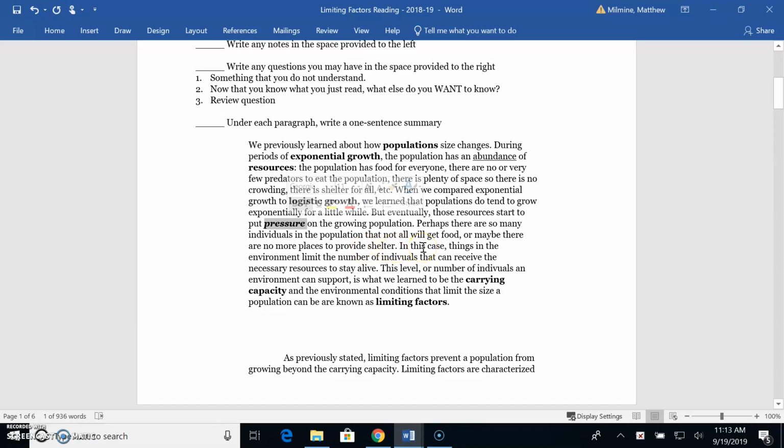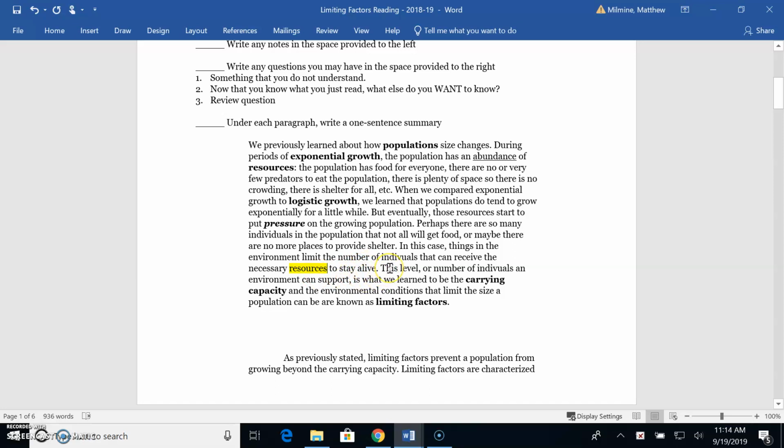In this case, things in the environment limit the number of individuals that can receive the necessary resources to stay alive. Resources, there seems like a key term maybe. Resources to stay alive. So if a resource is something to stay alive, it sounds like to me this term means anything that something that is alive needs in order to not die.